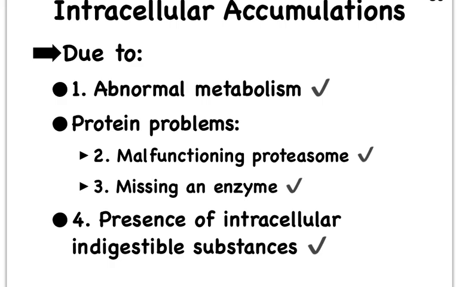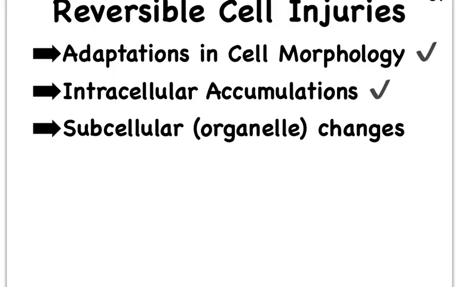There might also be a problem with the machinery that's responsible for recycling proteins, and they're called proteasomes. And then finally, cells can collect things that they really don't have any machinery or mechanism or process to digest. Substances and pigments are a very good example of that. We've only looked at one pigment because it's a common one called lipofuscin. So then let's just finish up our discussion of cell adaptations by looking at subcellular or organelle changes.